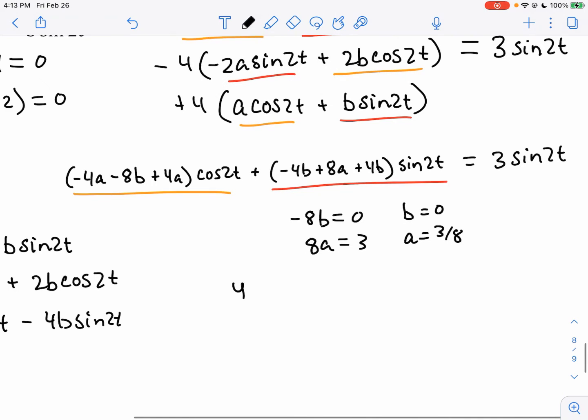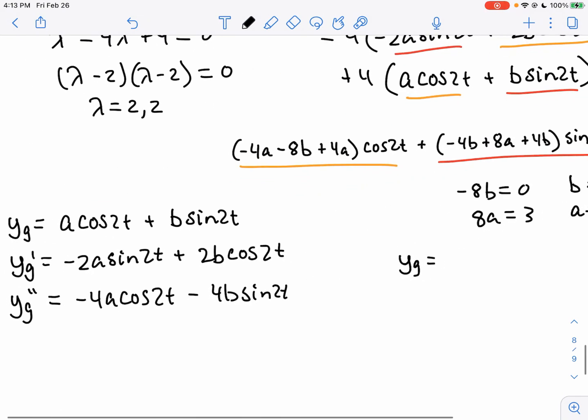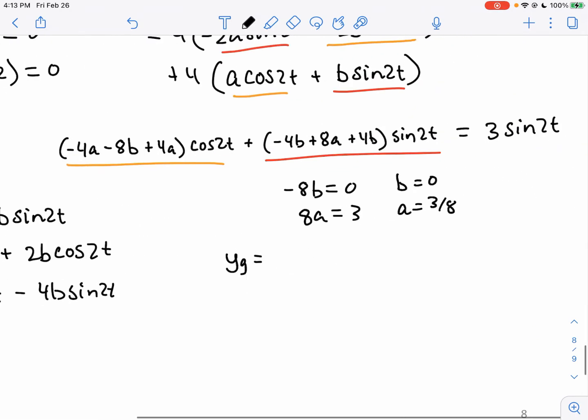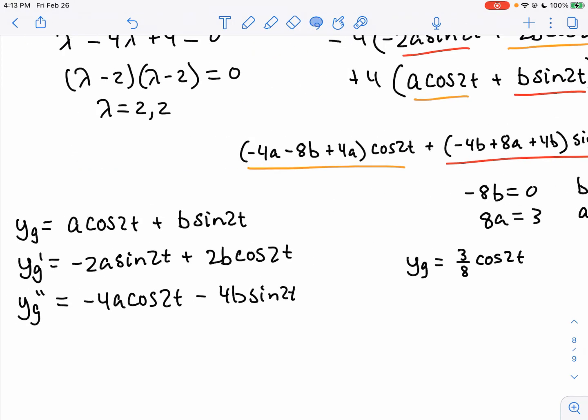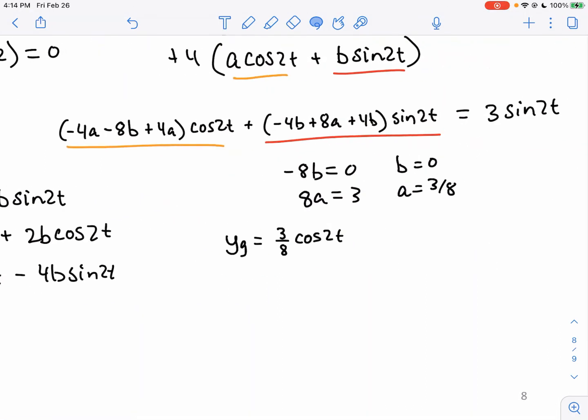So that means my particular solution, y sub g, is equal to, a is 3/8, so 3/8 cosine of 2t. I'm just copying this now with the correct a, and b is 0, so that just goes away. So there it is, there is my particular solution for this one.